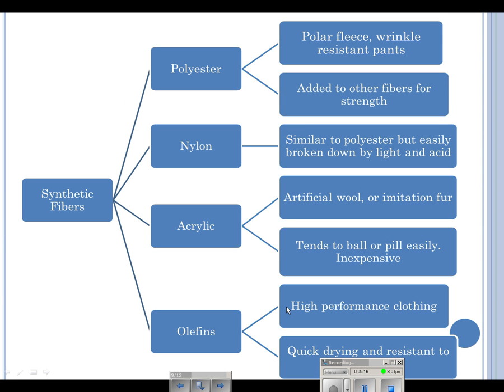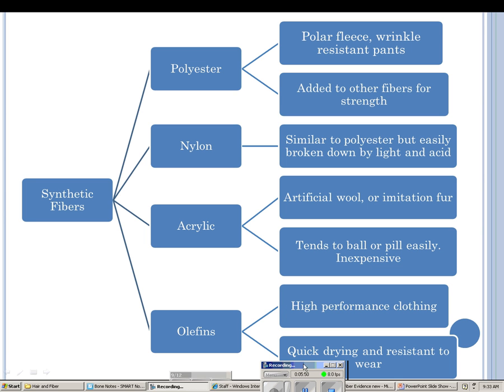Synthetic fibers, there's just four examples of them. We have polyester, nylon, acrylic, and olefins. And polyester you find in like polar fleece and wrinkle-resistant pants. And a lot of times we add polyester to other fibers or natural fibers so that it gives them some strength. Nylon is kind of similar to polyester, but it's easily broken down by light and acid. And acrylic, you tend to find that in things like artificial wool or imitation fur, but it tends to ball or pill easily and it's very inexpensive. And olefins are found in high performance clothing and they're quick drying and resistant to wear.